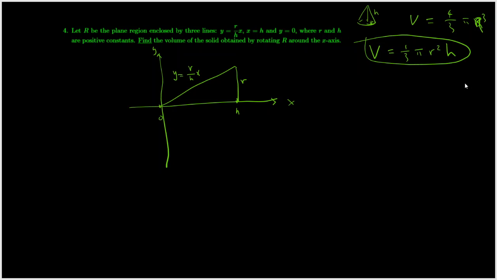Now let's recall how to do the washer method. I will remind you some steps. The first thing you do is to project the solid onto the x-axis. You get the interval from 0 to 1, right? Sorry, it's not 0 to 1. It's from 0 to h.